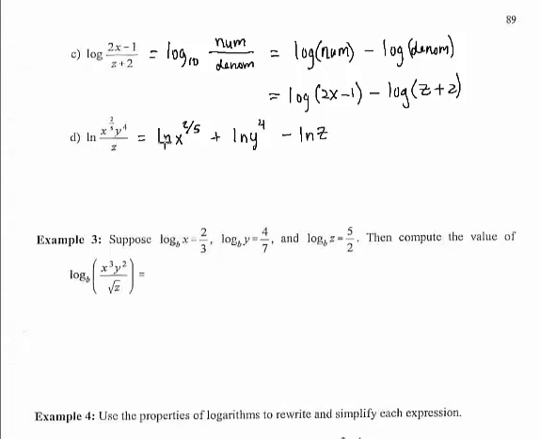So for x and y, we applied the first property. For z, we applied the second property. And now some of these variables involve exponents. We apply the third property, and we would get 2/5 times ln of x plus 4 times ln of y minus ln of z. And so that would complete example D as far as we can go.